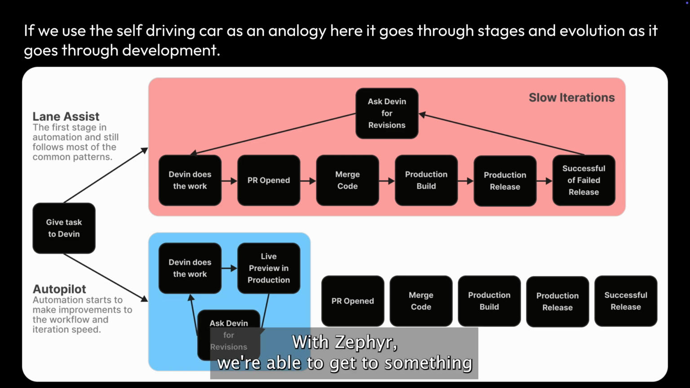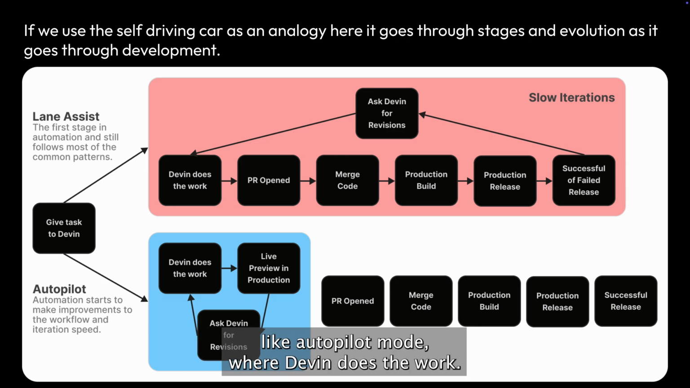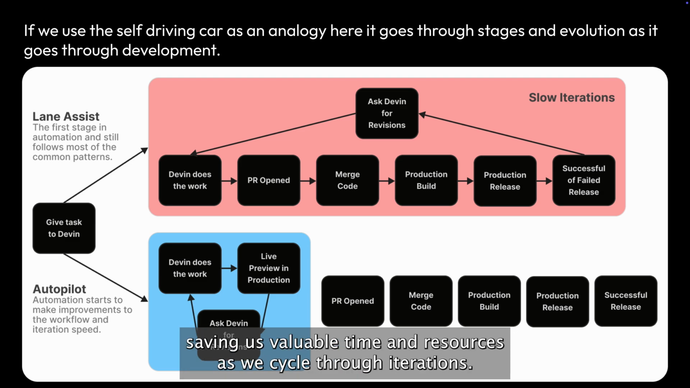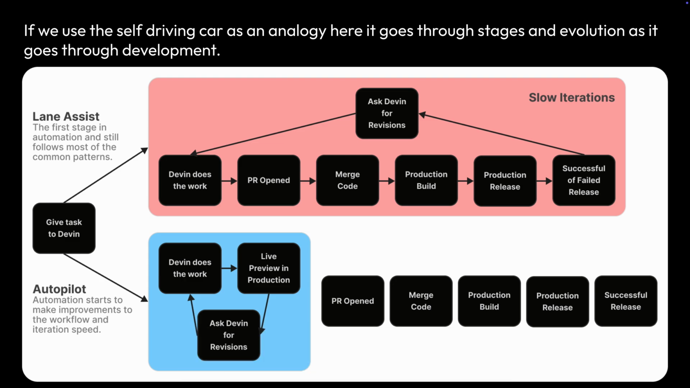With Zephyr, we're able to get to something like autopilot mode, where Devin does the work, we preview the work in production, and then we can ask for revisions before the pull request is even open, saving us valuable time and resources as we cycle through iterations.